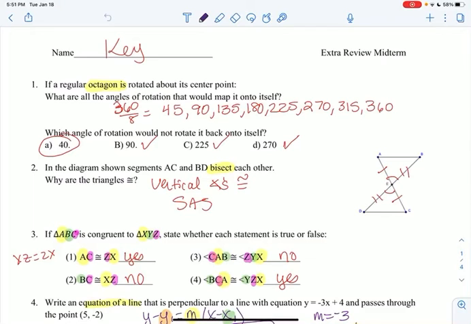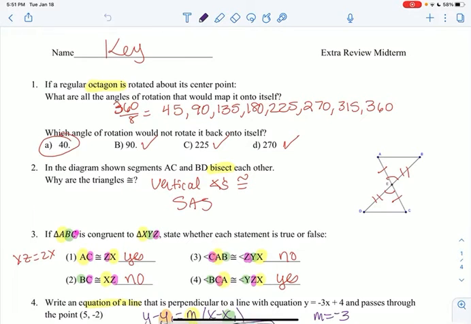Hi everyone, this is a video of the answers for that extra review for the midterm that I made. So this looks really similar to the test, so make sure that you understand everything on it. If there's something that you don't understand, then try it again. Use your notes. But you should have done this in class today.